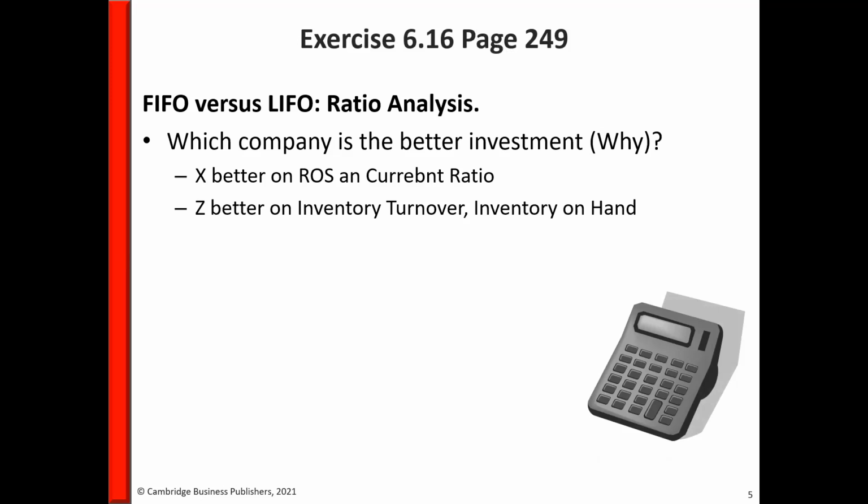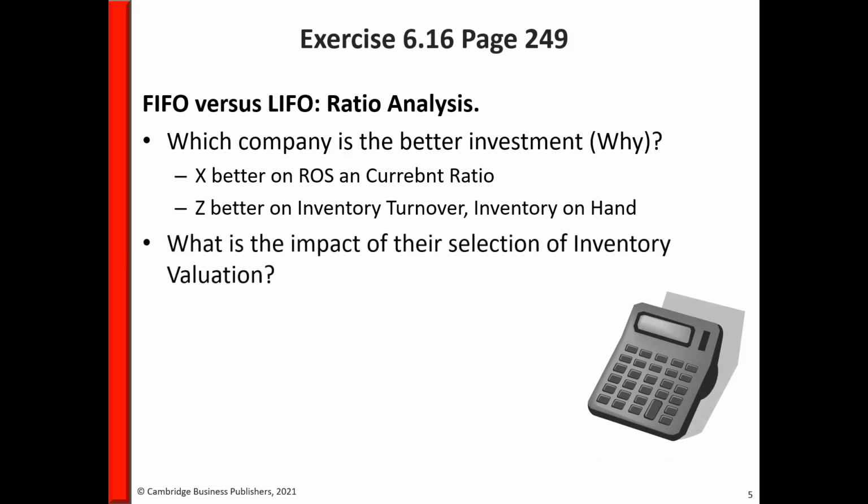But Z, on the other hand, had a higher inventory turnover and lower inventory on hand. So you could actually make a case for both X being a better company and Z being a better company. But what you needed to identify in your solution is that it was basically the inventory selection method, one using FIFO and one using LIFO. Those both had a significant impact on the ratios.